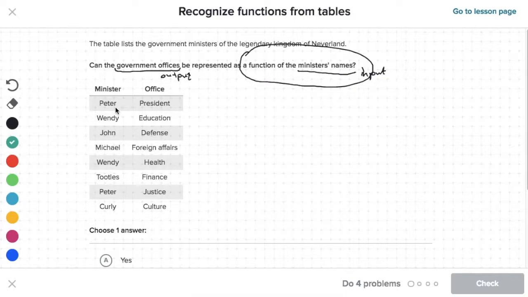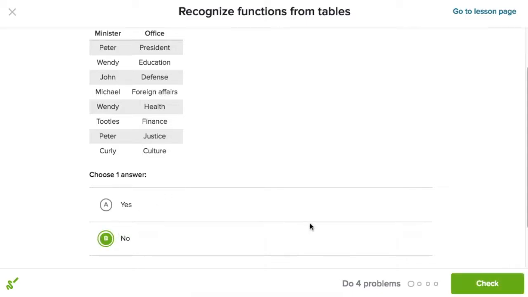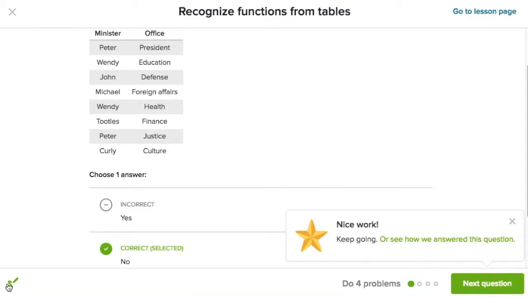We're looking at the minister Peter here, and when we see Peter shows up further down, what you notice right off is that in the first instance, Peter is mapping to the office of president, and in the second instance, he's mapping to the office of justice. Well, in a function, Peter cannot be president and justice at the same time, so this is not a function. And we'll take a look at a couple more.